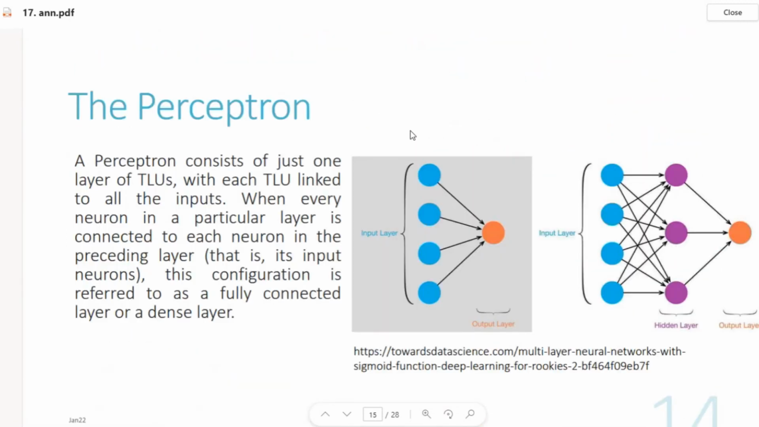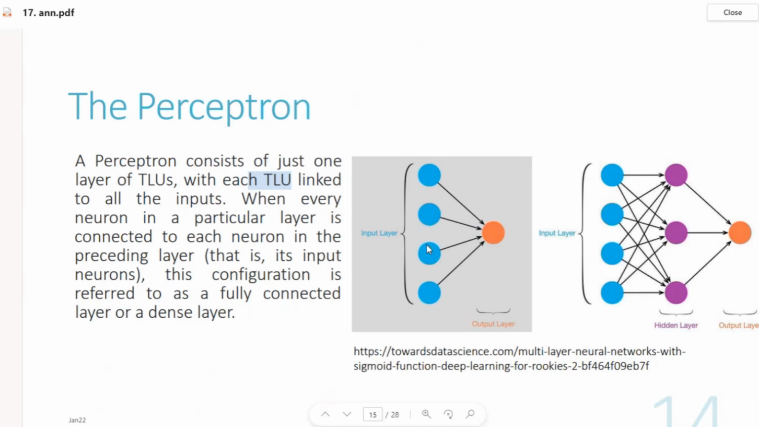So what is a perceptron? It consists of one layer, right? We have a single layer where you have one or more TLUs, threshold logic units, or in other words, neurons, where every neuron is fully connected to the input layer. We call this a dense layer. So again, a perceptron is one layer of TLUs, meaning one layer of one or more neurons or threshold logic units. In this example, the orange ones are the TLUs. The blue ones are not TLUs.